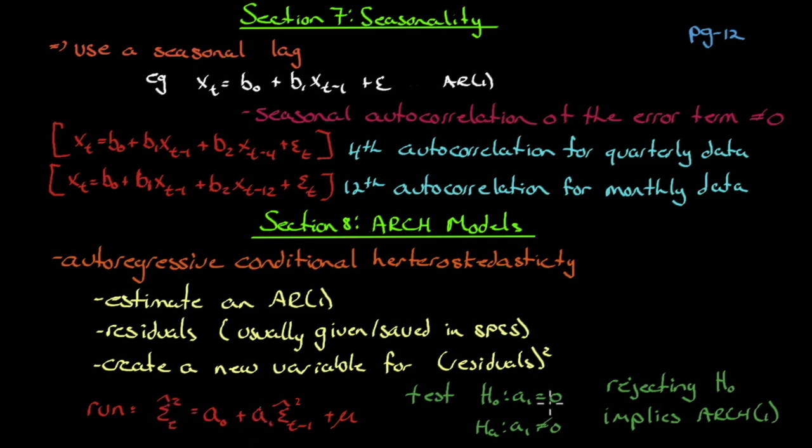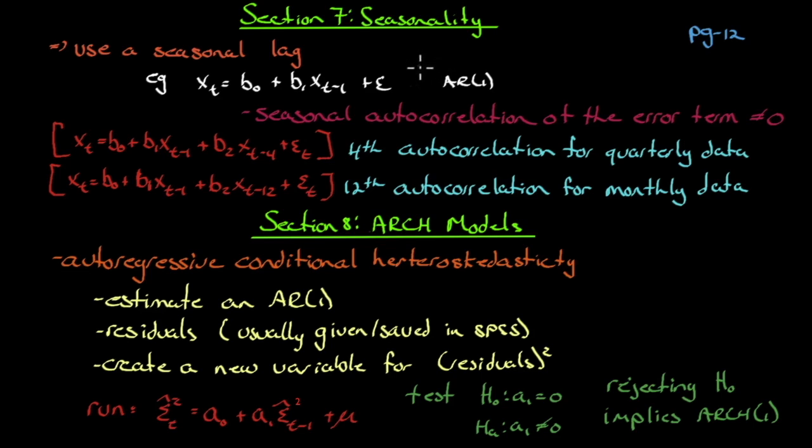We want this to be 0. So if we fail to reject, we're good. If we reject, it implies that we have an ARCH1 model. We have heteroscedasticity in the error term. So let's do a couple of walkthroughs on the examples, and we'll see that this really isn't much.